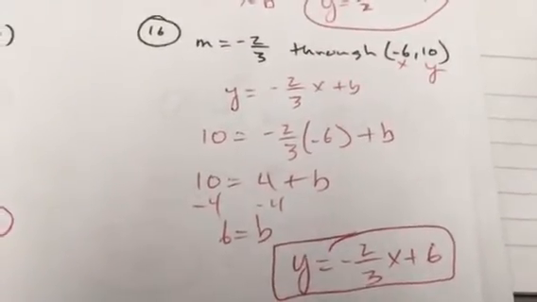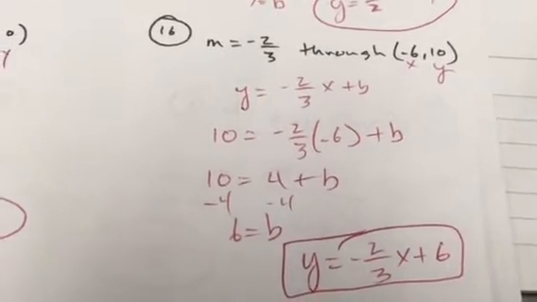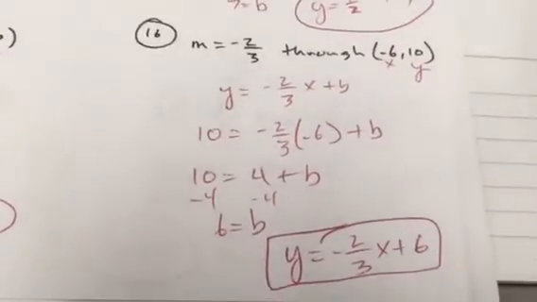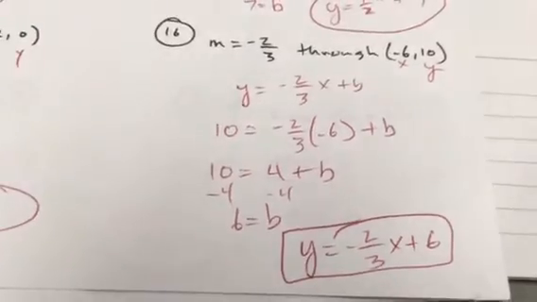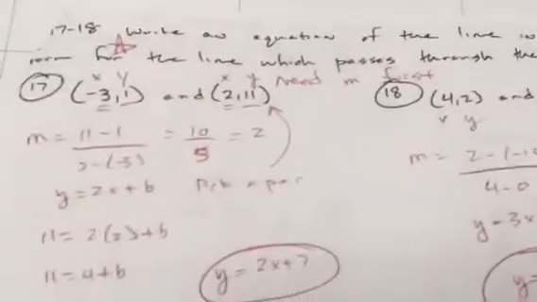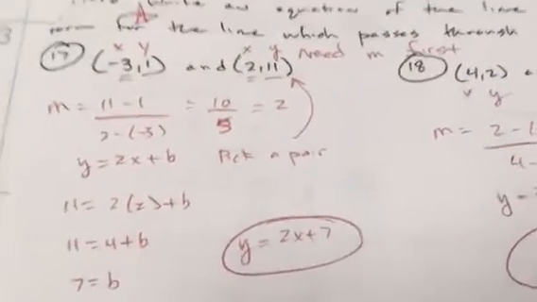And lastly, 16. Y equals negative 2x plus b. Plug 10 in for y, negative 6 in for x. Okay, y is negative 2/3 x plus 6. The hardest 2 questions on your quiz. Again, your quiz looks almost identical to this review.